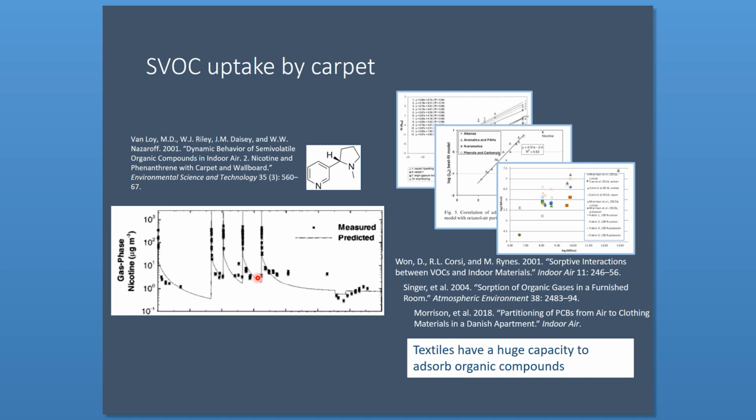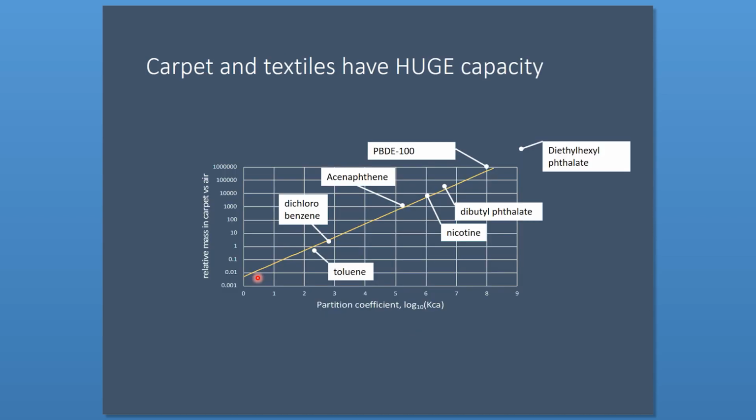Since then, there's been quite a bit of research studying chemical absorption into textiles in general, and I've shown you some of that information for chemicals and clothing. So this is just to reiterate that textiles have a huge capacity to adsorb or absorb organic compounds. We can think of this in a couple of ways. One, what's the amount of a chemical in carpet, for example, relative to what's in the air around it in a home? This is a chart I made for this purpose. If we take one compound, nicotine, there's roughly 10,000 times more mass in carpet than there is in the air around it. So this is a huge capacity.